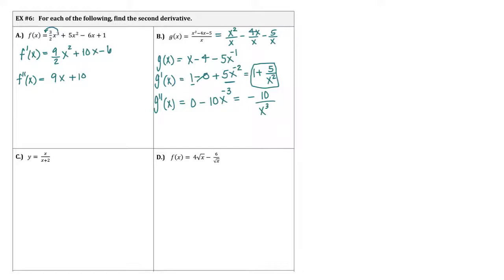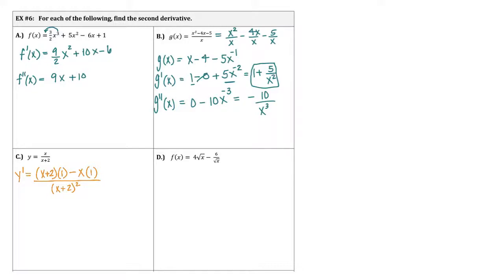All right, so for this one, there's not really a whole lot of rewriting we can do, so we're just going to have to struggle through this one. So y prime, we're going to have the bottom times the derivative of the top minus the top times derivative of the bottom all over the bottom squared.